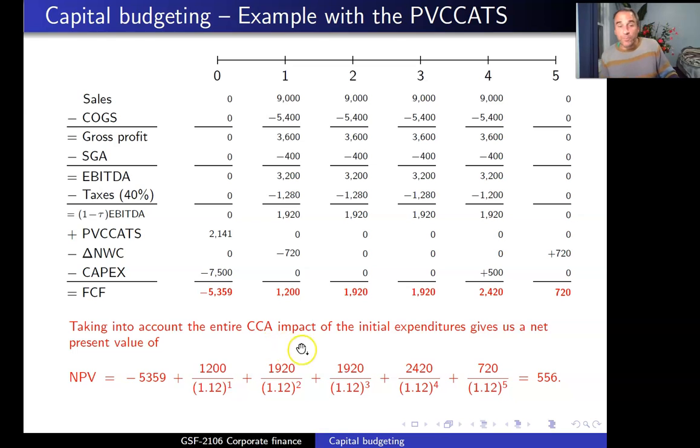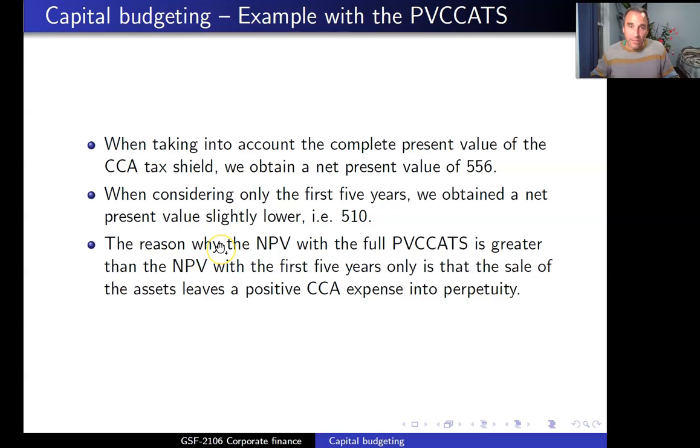The net present value of this project will be slightly higher. By taking into account the full present value of the CCA tax shield, we obtain a net present value of 556 instead of 510. So the net present value we obtain is $46 more than what we obtained by using only a fraction of the true CCA tax shield. We will see why in the next video.